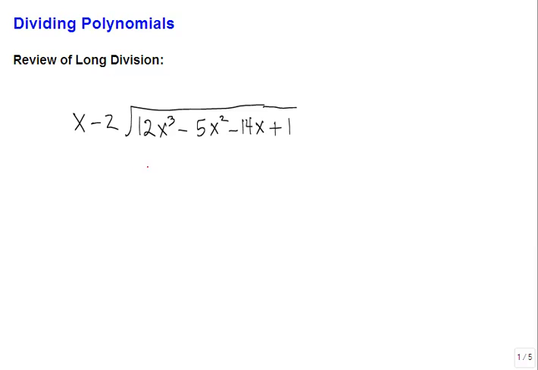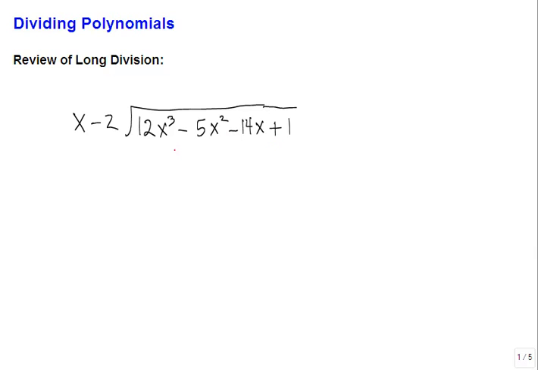So the first thing you want to make sure of is that the polynomial that's listed under your division bar has every power accounted for, and it should be in descending order. So we've got our x cubed term first, then our x squared, then our x term, and then our constant. So every term is accounted for, and it's going in decreasing order, which is exactly what we want.